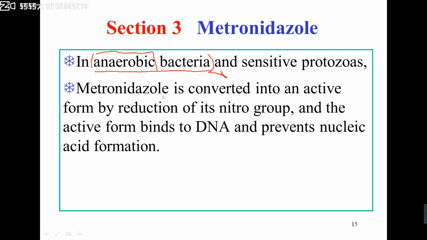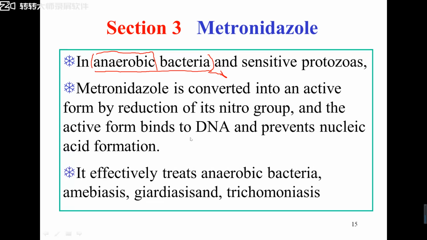Metronidazole is converted into an active form by reduction of its nitro group, and the active form binds to DNA and prevents nucleic acid formation. So the mechanism of metronidazole is to inhibit bacterial and protozoal DNA synthesis. And metronidazole effectively treats anaerobic bacterial infections.